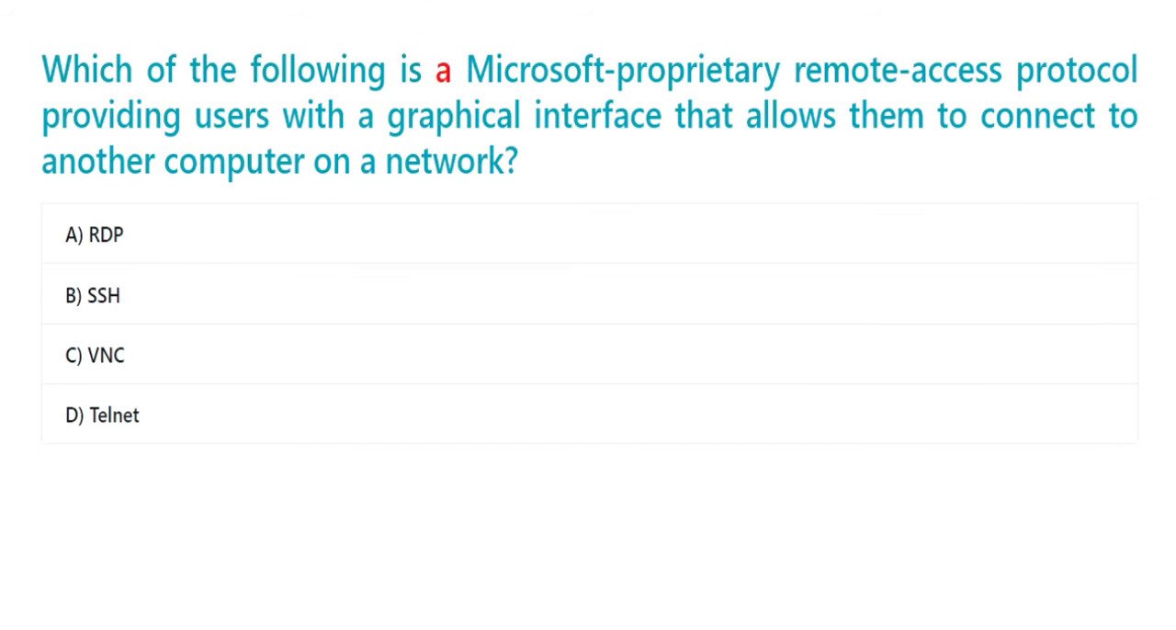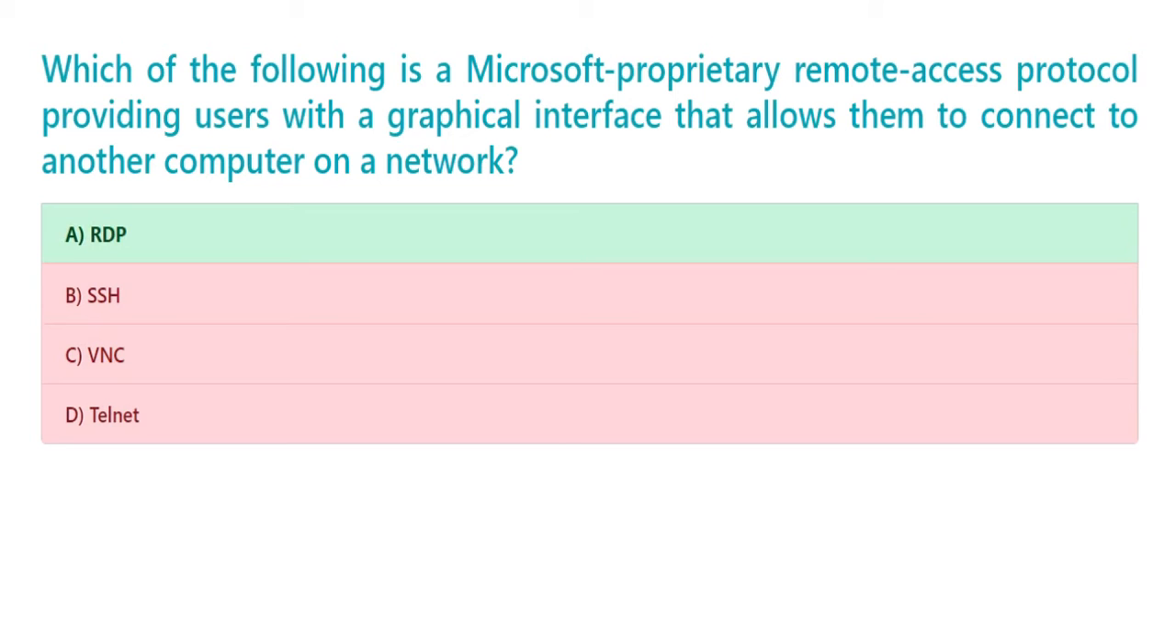Which of the following is a Microsoft-proprietary remote access protocol providing users with a graphical interface that allows them to connect to another computer on a network? A. RDP. B. SSH. C. VNC. D. Telnet. The correct answer is A. RDP.